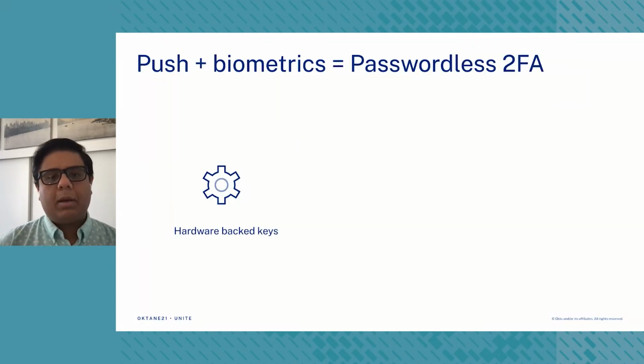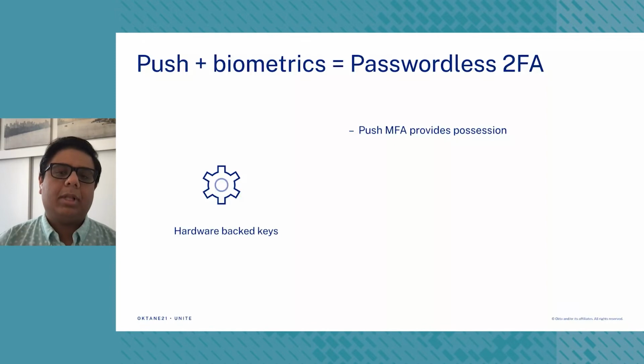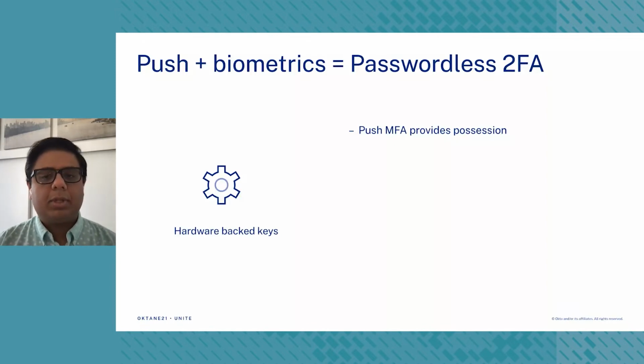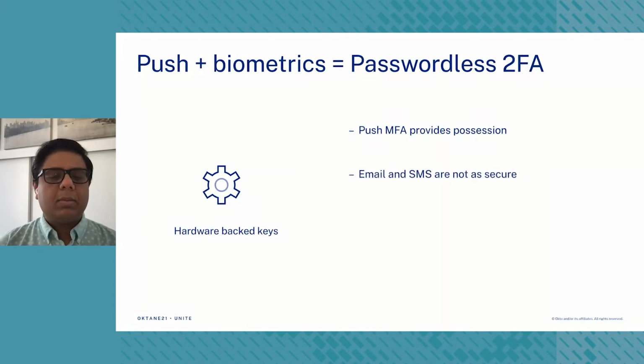Let's chat a little bit about push and biometrics and what that means for passwordless 2FA. The biggest thing that's available in the Devices SDK, at least in the first release, is push MFA. At the end of the day, a push MFA request really just provides a possession factor, and a possession factor really just represents something you have. Similar possession factors include email magic link and SMS. However, they're not as secure.